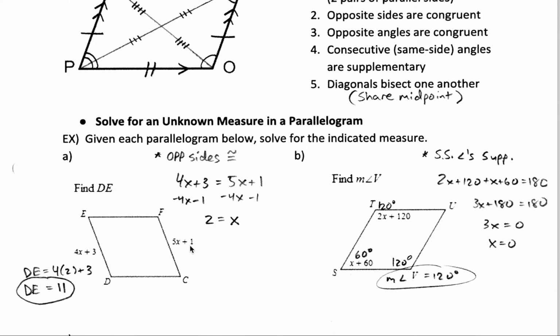You can plug it in to check. Plug a 2 in, 5 times 2 is 10, plus 1 is 11. So opposite sides are congruent there.